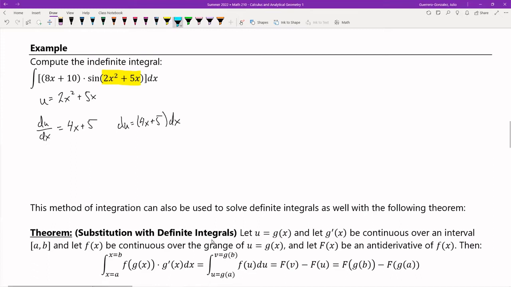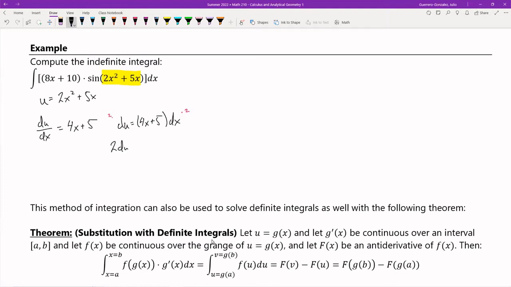But we need 8x plus 10, right? This is where we do a version of the derivative. If you take a look at this, if we multiply both sides by 2, we get my 8x plus 10. Does that make sense? So I'm going to do that exactly. Times 2, times 2. So then I get this.